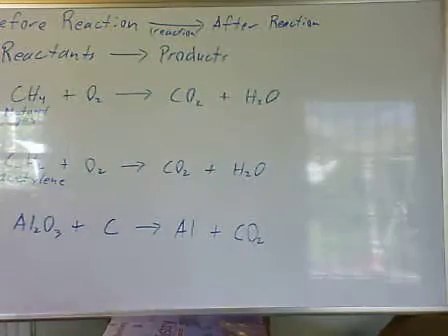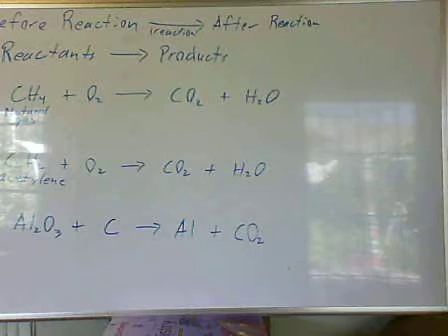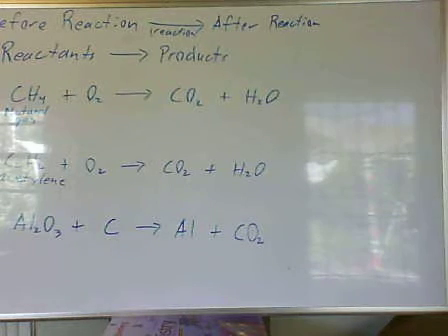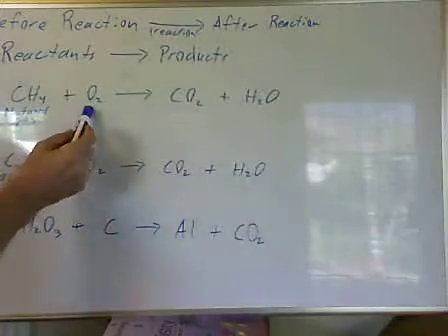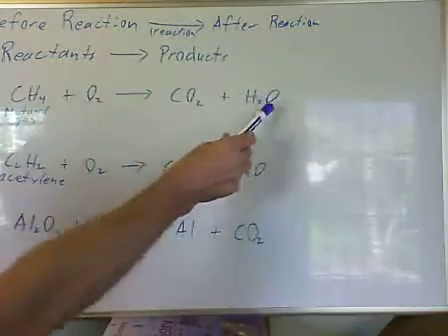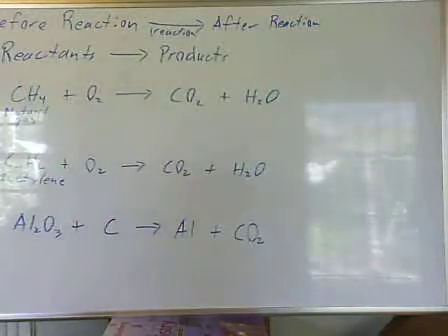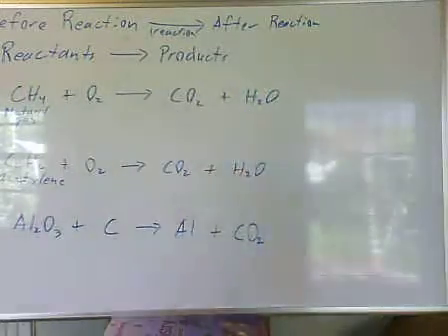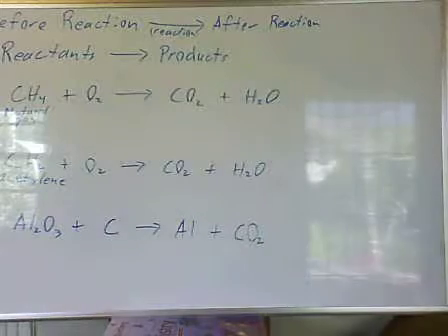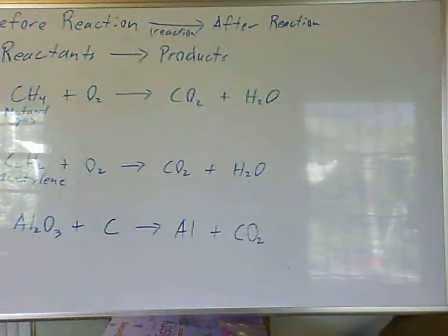But the problem with this reaction as written is that we seem to create some additional oxygen. We have 2 oxygens on the left and 3 oxygens on the right. We also seem to lose some hydrogen. We have 4 hydrogens on the left, 2 hydrogens on the right. So this reaction is not balanced. It seems to create or destroy matter, which we're not allowed to do.